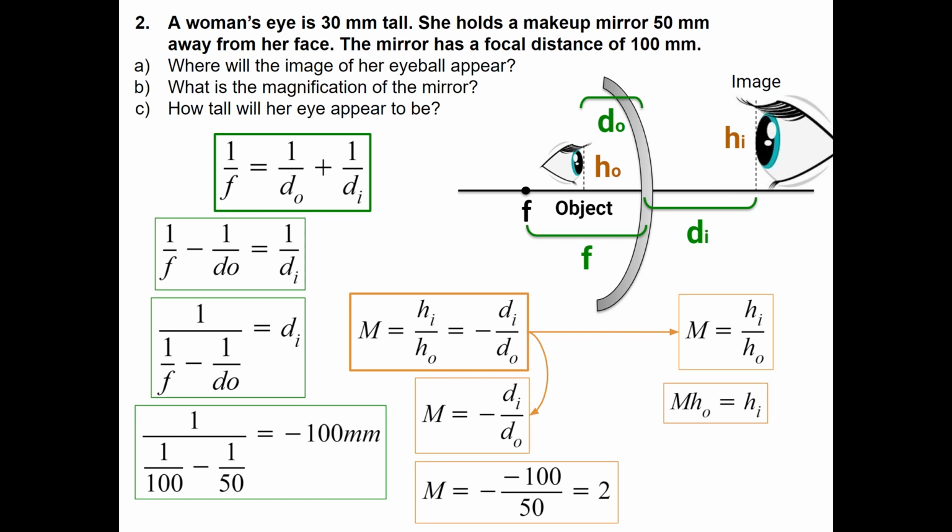Magnification times height of the object equals height of the image. Magnification, we just learned, is 2. The height of the object is 30 millimeters. That's how tall her eyeball really is. And that means the height of the image will be 2 times 30, or 60 millimeters. Phew! Pretty fun, huh? That is some tough algebra. It's some of the toughest algebra we'll do all year.